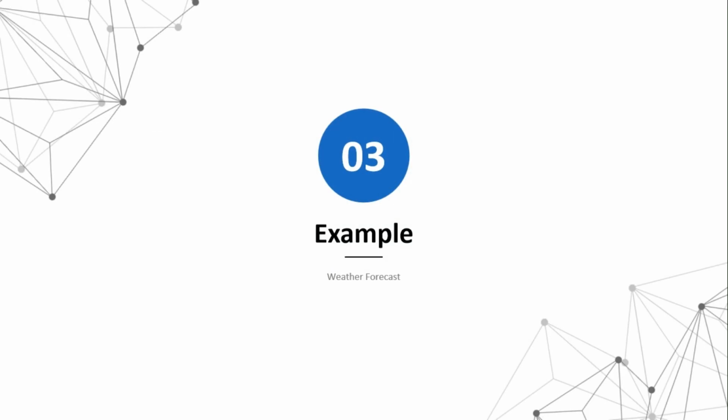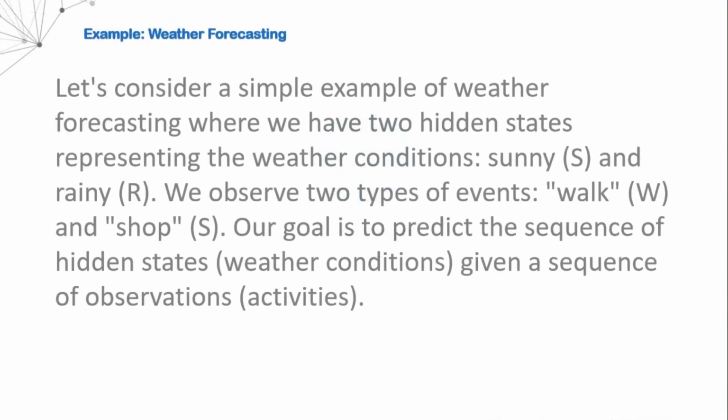Let's understand it through an example. Let's consider a simple example of weather forecasting where we have 2 hidden states representing the weather conditions. Let them be sunny and rainy, represented by S and R respectively. We observe 2 types of events, walk and shop, represented by W and S respectively. Our goal is to predict the sequence of hidden states, that is the weather conditions, given a sequence of observations, that is the activities here.